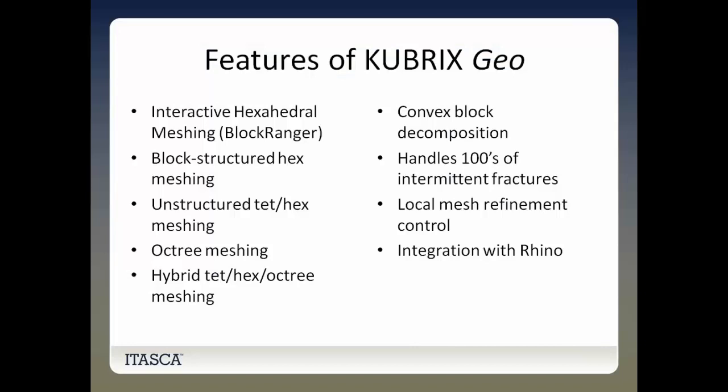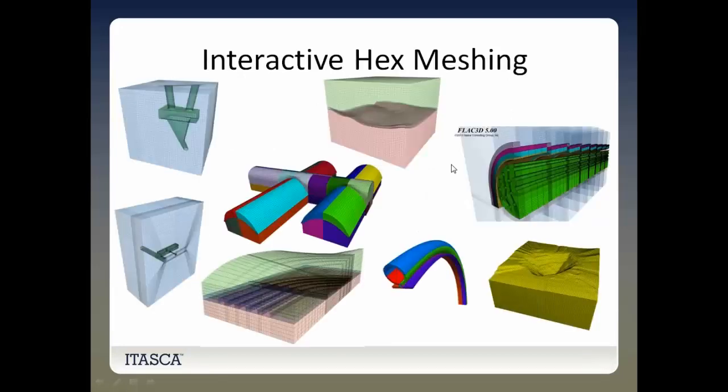What are the features and benefits? The features are interactive hex meshing, block structured hex meshing. I'm going to show some pictures. Unstructured tet meshing, octree meshing, hybrid tet meshing, convex blocking, being able to handle multiple intermittent fractures, local mesh refinement and integration with Rhino. So examples, this is interactive hex meshing.